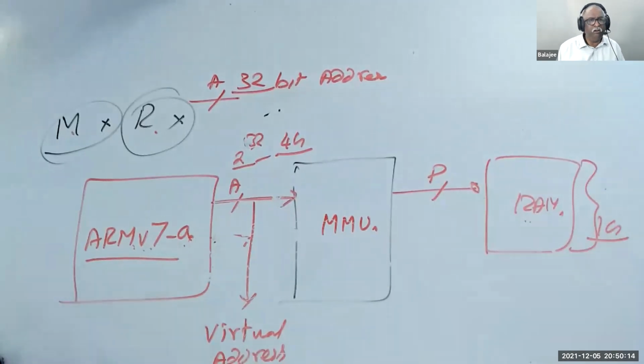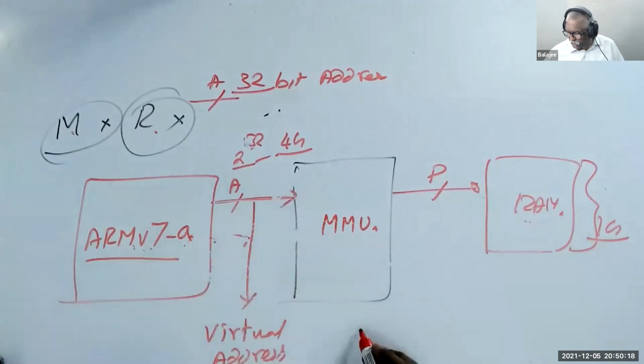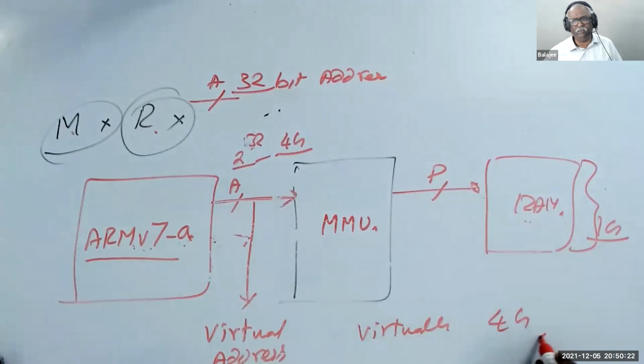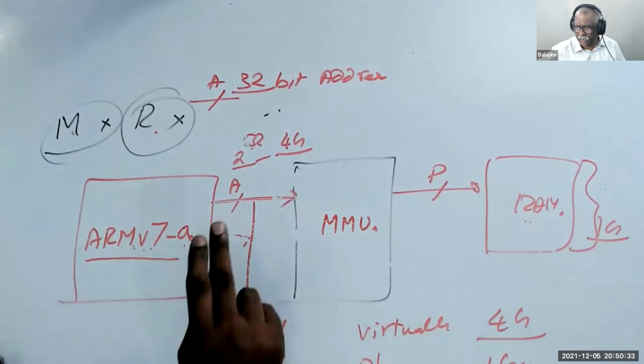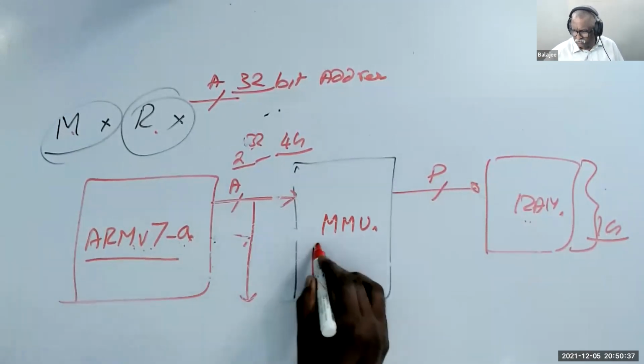But still, from software, you can access the 4G. So virtually, 4G is possible, but physically you have only 1G. Who converts the virtual address to the physical address? It is this MMU. This guy has tables.